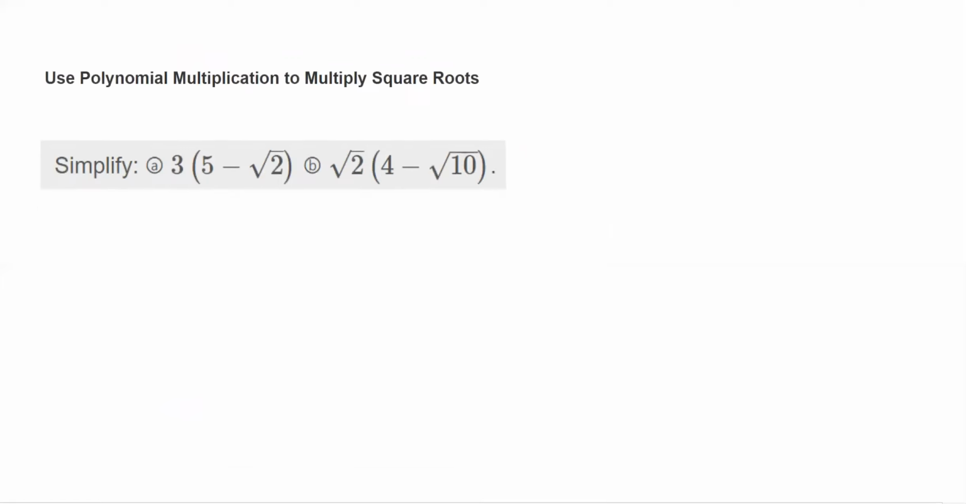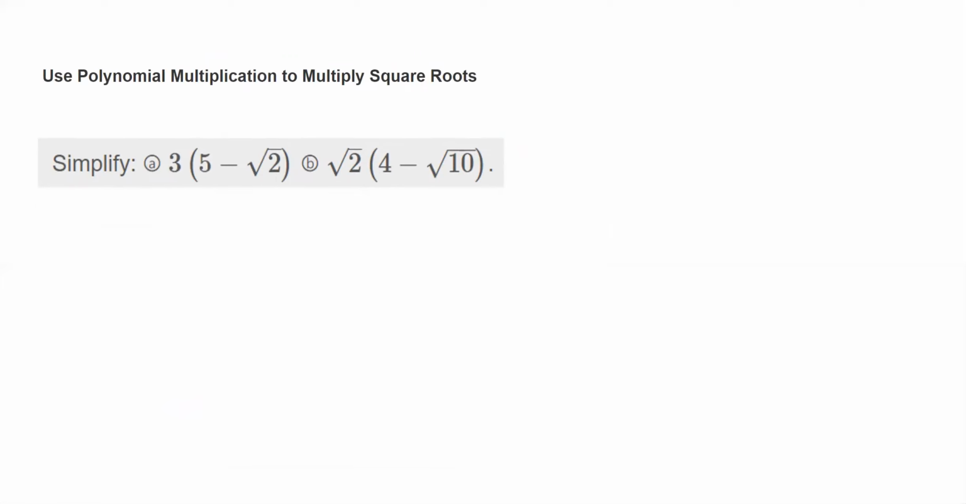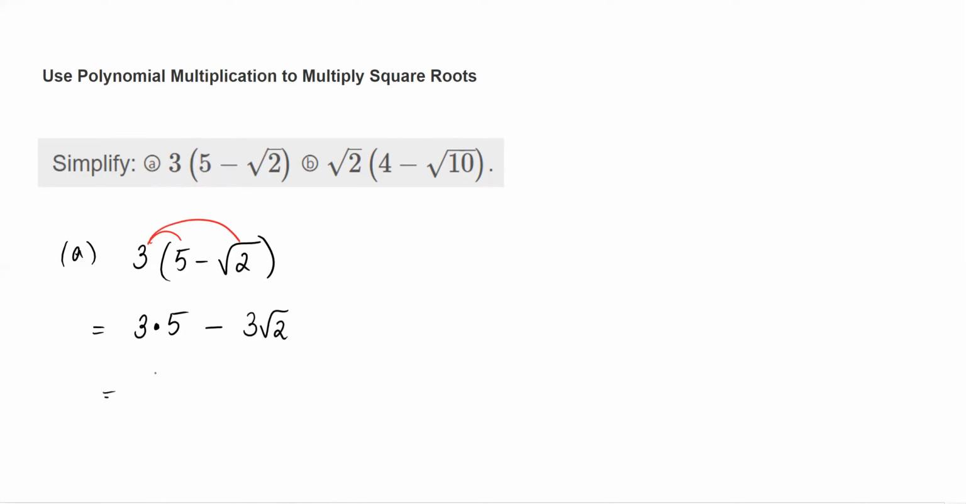How do we use polynomial multiplication to multiply them? So let's take part A. Again, this is very, very intuitive. What do you think will work here? Yes, quite obviously the distributive property. So just for clarity, the first step, I'm going to write it very explicitly. 3 times 5 is 15 minus 3 root 2, because the root 2 is in its simplified form. Nothing can be done further to it. That's your answer there, right? As I promised, it's very intuitive.